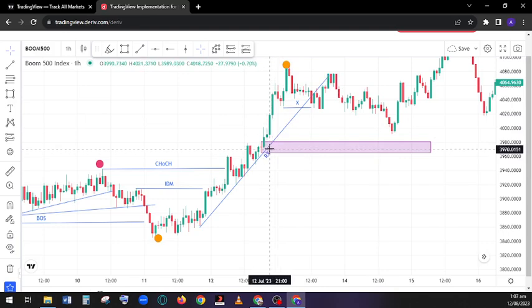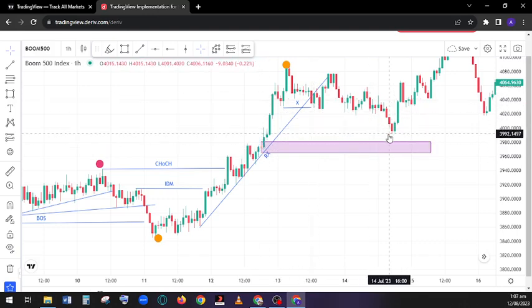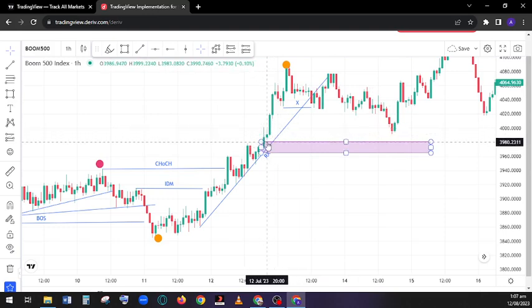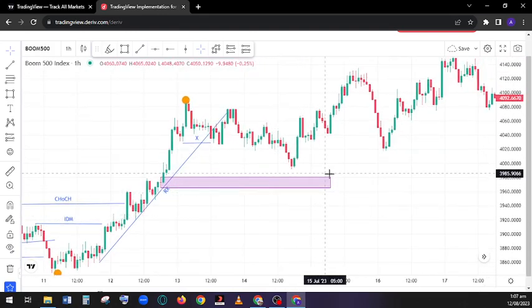Good. Now, price didn't return into this zone. Price reversed around this area. Okay. Now, there was no break of this candle low. That is why we couldn't use this guy as an OB. Okay, so we will let this go.